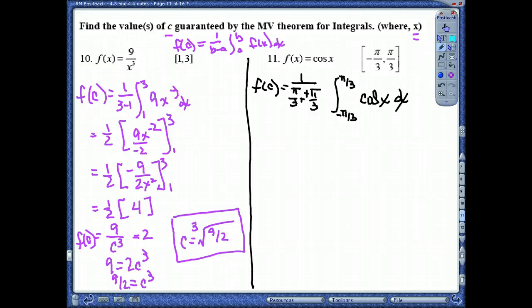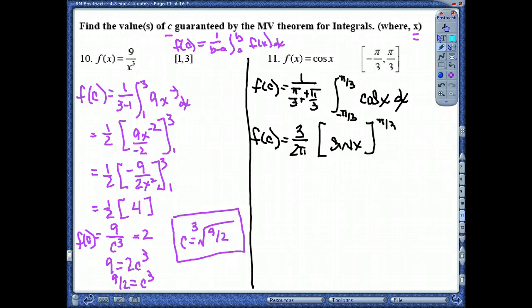Make sure you're writing everything out. Well, f of c, I'm going to wait to write out f of c, because if you put c's in for all the x's, you get cosine of c, which looks like some bizarre word. Okay, so when I simplify this, I'm going to have 1 over 2 pi over 3. Well, 1 over 2 pi over 3 is 3 over 2 pi. I'm going to integrate cosine, which is sine.